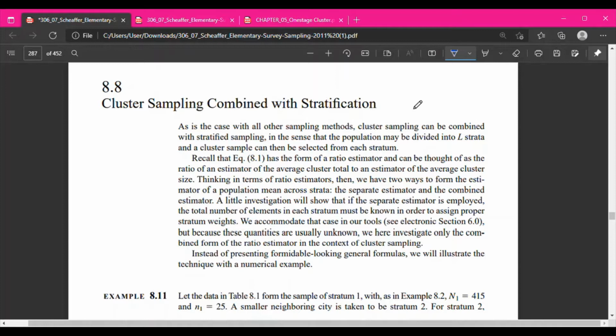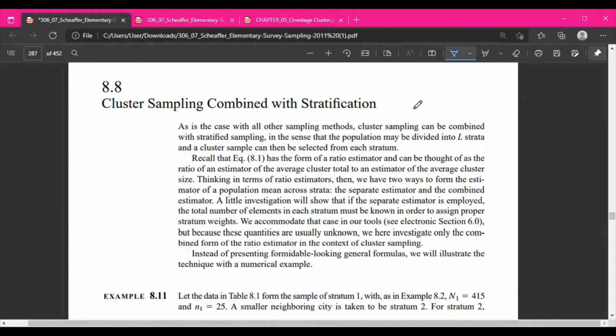Okay, so for your information, we can also combine cluster sampling with stratified sampling. Usually we use this technique when we deal with a very large population, where the population can be divided into several large subgroups, and then within each subgroup we can divide it into another several subgroups.